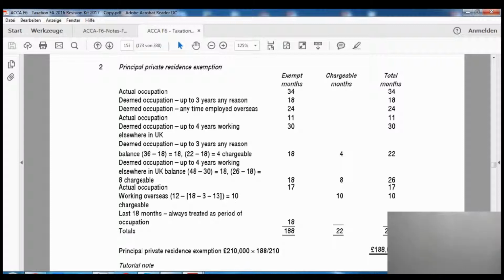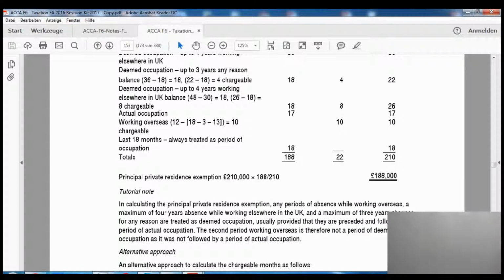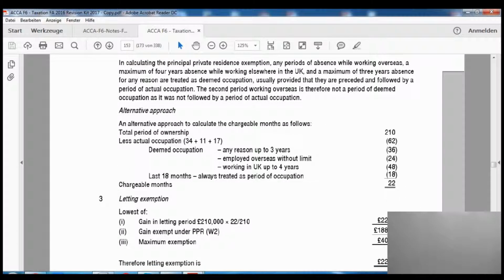And likewise, you can read all of the answer yourself, right? So principal private residence, exempt months are 188 months, total months are 210 months. So we'll take 210,000 pounds multiplied by 188 over 210. So that is our principal private residence, right? Now what we have to do is we'll have to do the letting exemption as well. So whatever the letting months are, we'll have to multiply 210,000 pounds by letting months over 210, right? So let's see here.